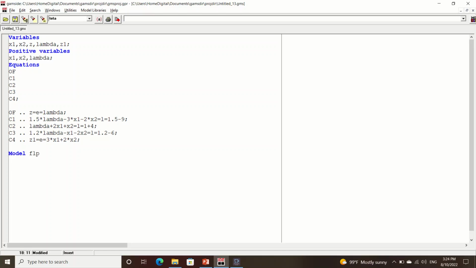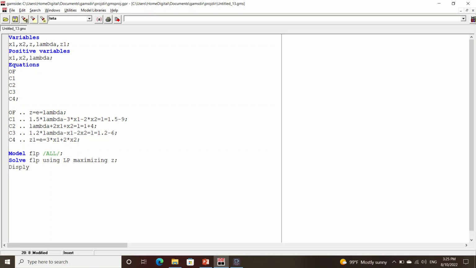fuzzy linear programming, all parameters and variables, solve fuzzy linear programming using linear programming, maximizing z as the objective function, the new objective function, or lambda instead of the z. Semicolon.